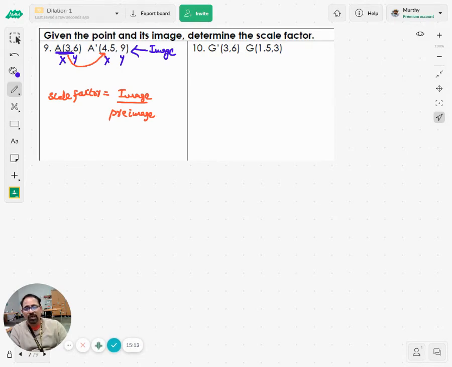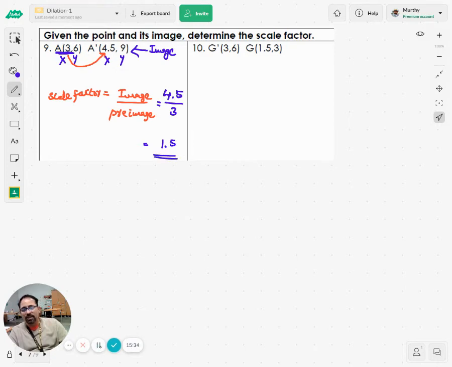So image means I can take either x value or y value. If I'm taking x value, which is 4.5, over pre-image, which is 3, please make use of calculator. You'll end up with 4.5 over 3. That gives me 1.5. You can make use of calculator.